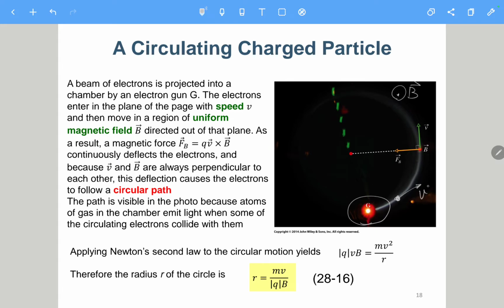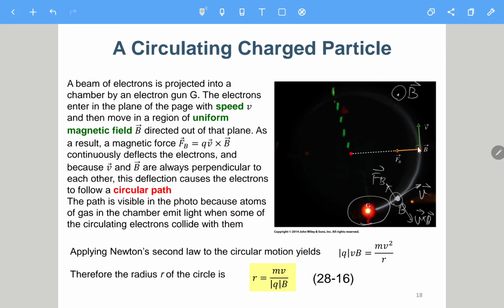V is pointing to this side, and B is pointing out of the page. So V cross B is pointing to that side. But this is a negative charge, so F_B points this way. So this charge will turn left.